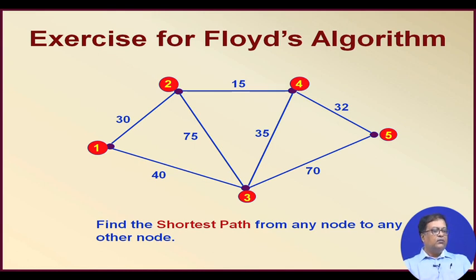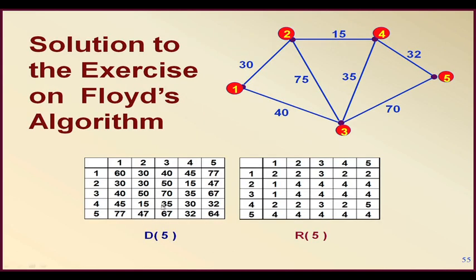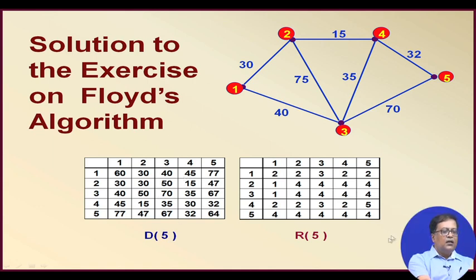We have 5 points, 1, 2, 3, 4, 5, and these are the distances. Use Floyd's algorithm, start with D0 and R0, use this method in a suitable manner, and come out with the distances. For your reference, I am giving the answer here. This is the answer. Now, if you look at the answer, one interesting thing will be found, which was not found in the previous example. What is the shortest path from 1 to 5? Look, 1 to 5, the shortest path is 77, right. How? Through 2.